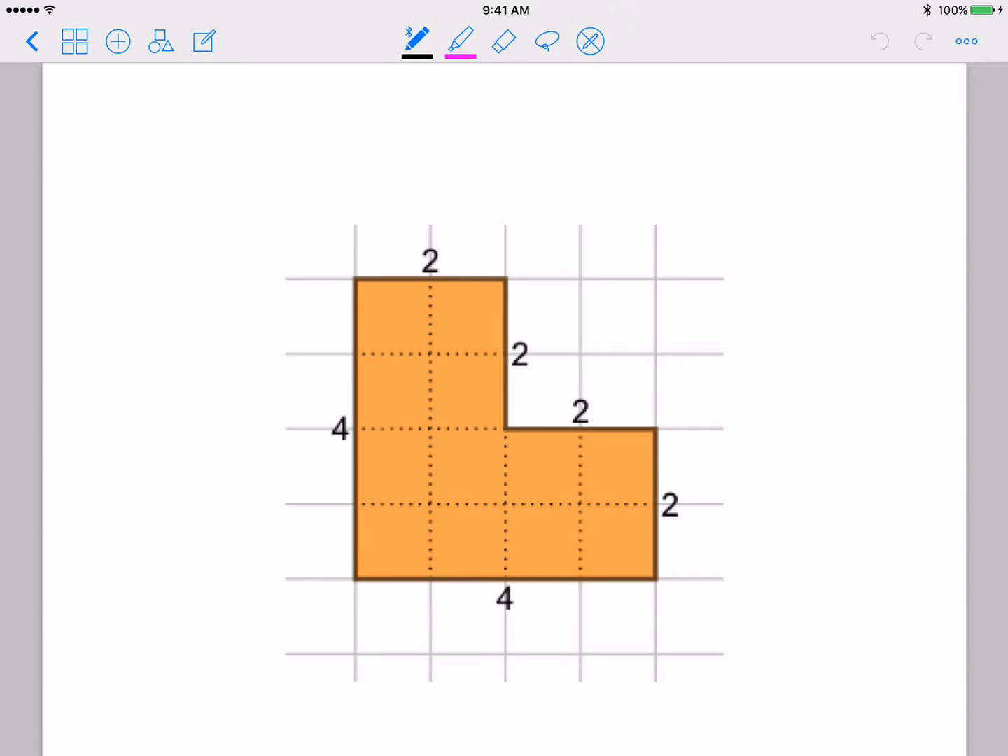Here we have to determine where we want to split our figure. There's different ways we could do this. We could draw our line right there, which is a good option, or some people might draw it here, which is fine as well. Both work. So remember, we're finding the area of both figures and then adding them together.